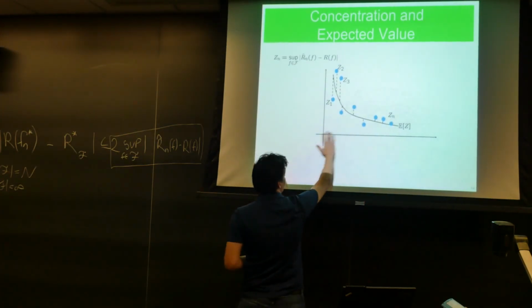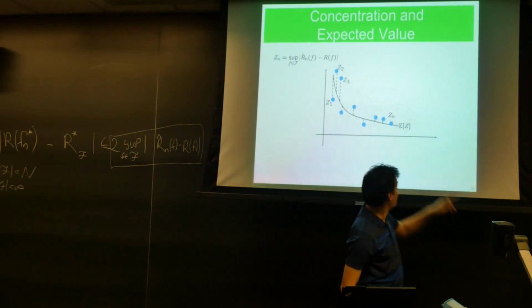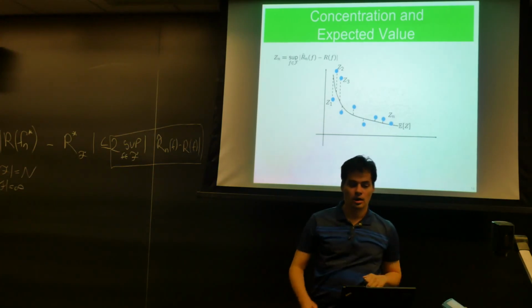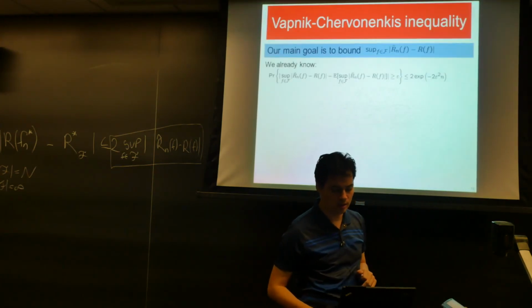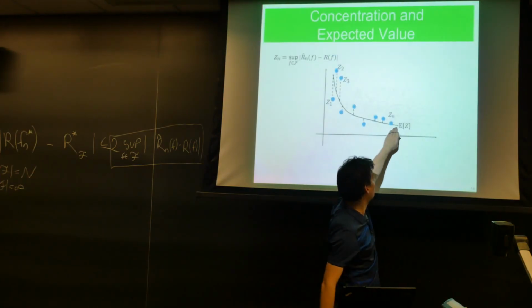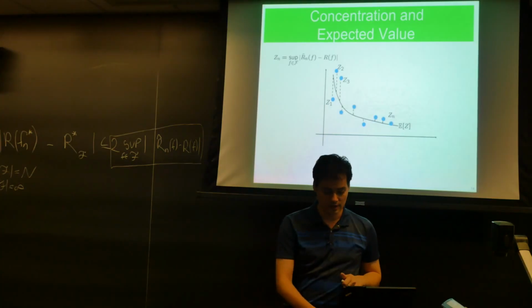So this was the picture. We have n random variables. As we increase n, the random variable is getting closer and closer to its mean. And so after McDiarmid's inequality, it's enough to upper bound the expected values.